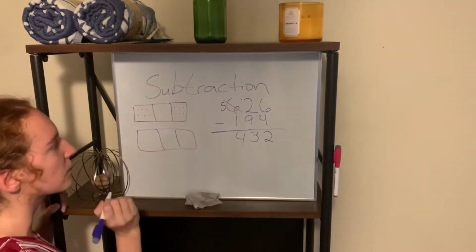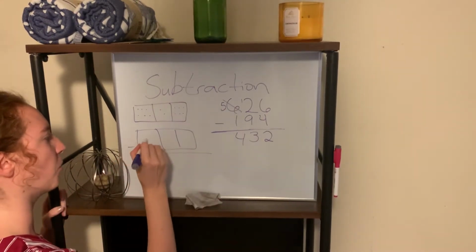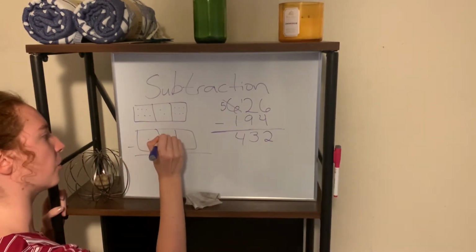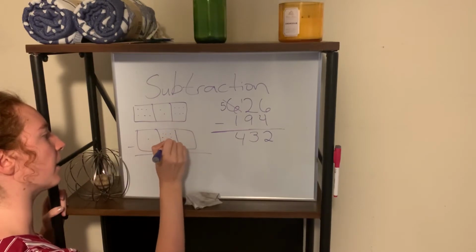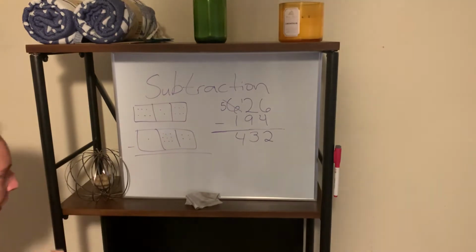So I'm just writing 626 in dot form. And I'm supposed to be ticking off 194. So 1, 2, 3, 4, 5, 6, 7, 8, 9. And then 4. 1, 2, 3, 4. Okay. So what does this mean?